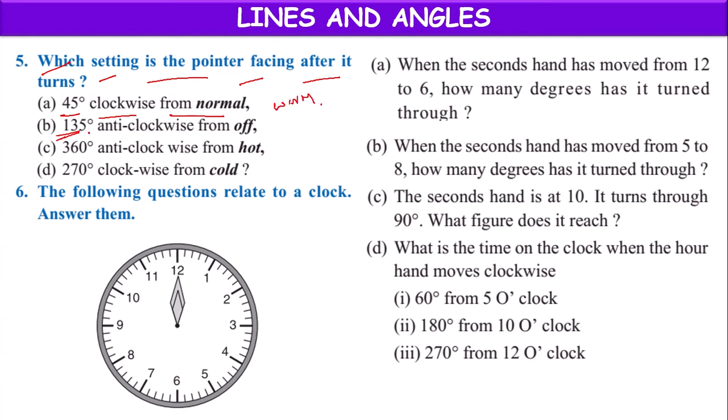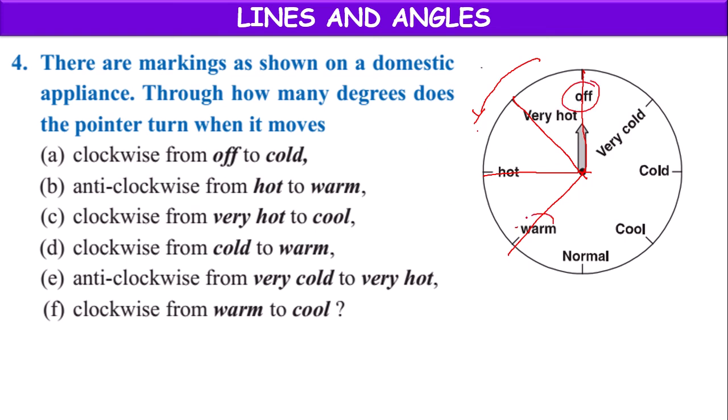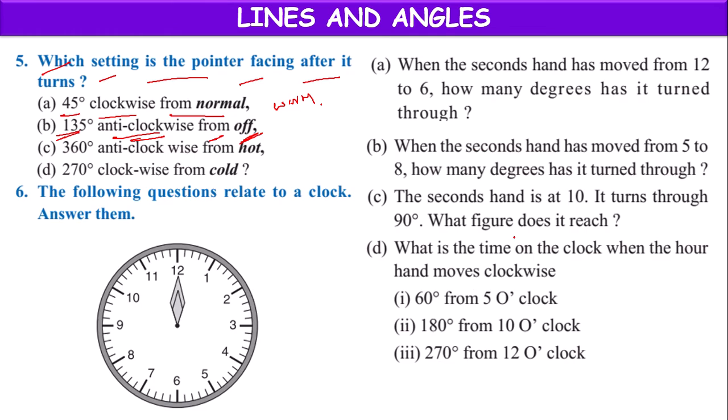Next, 135 degrees anti-clockwise from off. From off in anti-clockwise direction, 135 degrees. 45 degrees first part, 45 degrees second part, 45 degrees third part. 3 parts equal to 135 degrees. From off it is moving, so it will be at warm position. This second answer also will be at warm position.